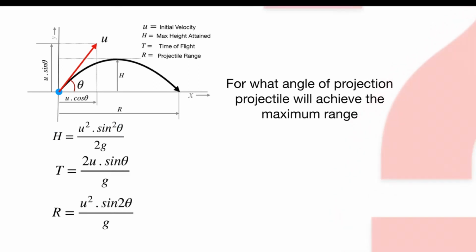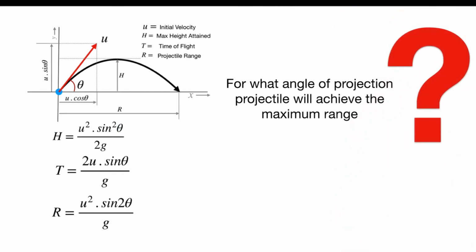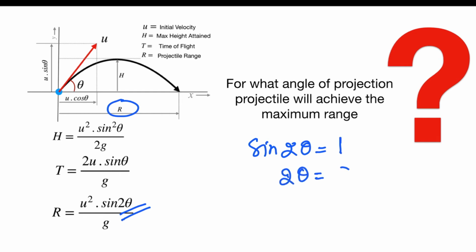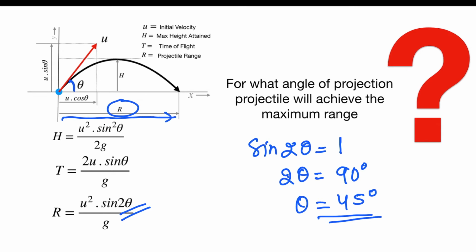What about the angle of projection for the projectile to achieve the maximum range R? Here the term is sine 2 theta. The range will be maximum when sine 2 theta is equal to 1, and this value will be equal to 1 if 2 theta is equal to 90 degree, or you can say theta is equal to 45 degree. So for a given initial velocity, if you want to throw a projectile for its maximum distance, then you have to throw it at 45 degree.